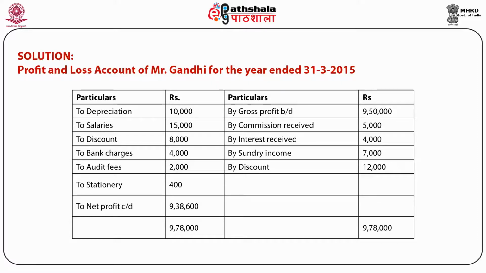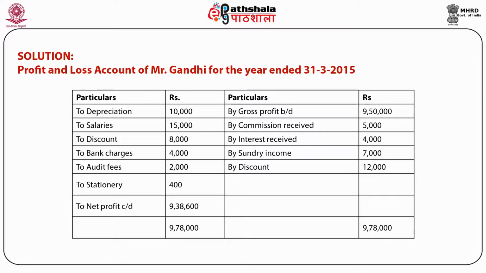If the firm has incurred gross loss, we have to show it on the debit side. But in this example, we are given gross profit, that firm is earning gross profits. That's why we have to show it on the credit side of the profit and loss account. It is the starting point. We will start with gross profit. It will be shown on the credit side of the profit and loss account.